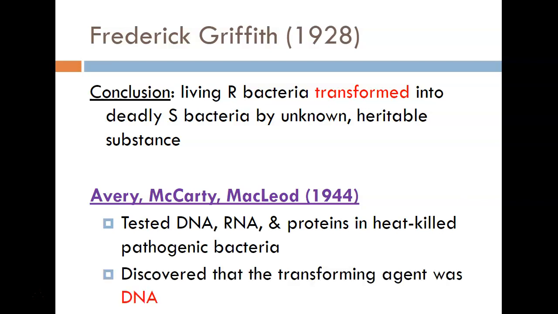So what they found was essentially that the living R bacteria transformed. And we can talk about transformation at another point. But it's somehow that resistant bacteria was transformed into the deadly S bacteria by some unknown heritable substance. And then it took about 15 years later to determine, upon testing of DNA, RNA, and proteins and various types of heat-killing experiments, that they then eventually figured out that transforming agent was actually DNA.